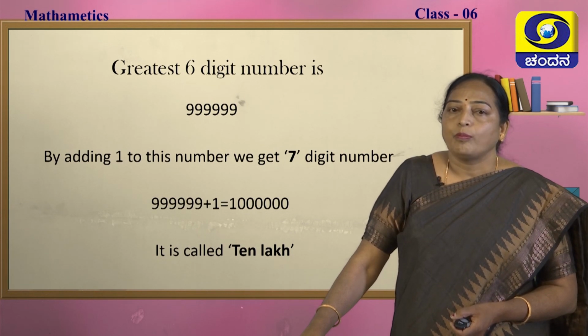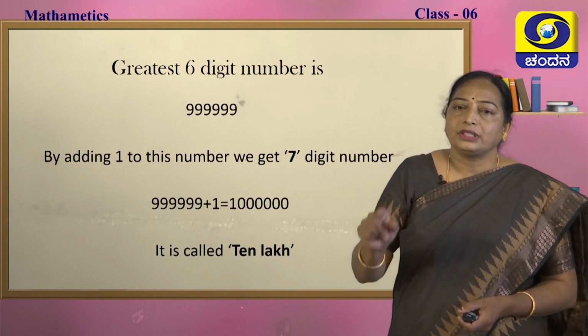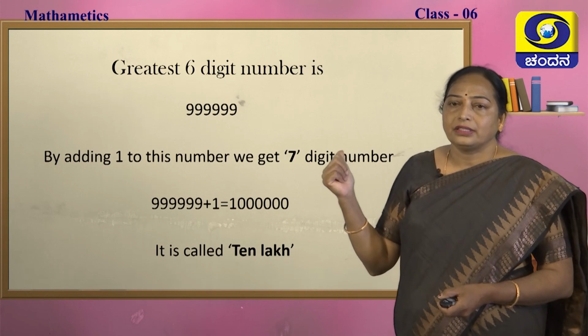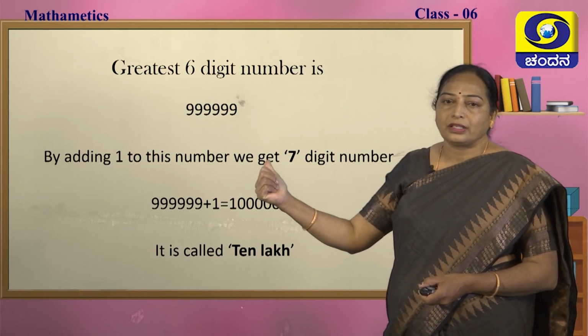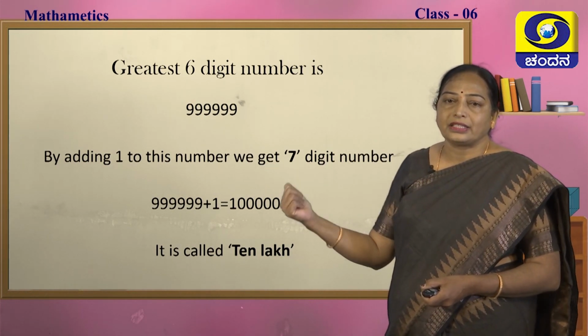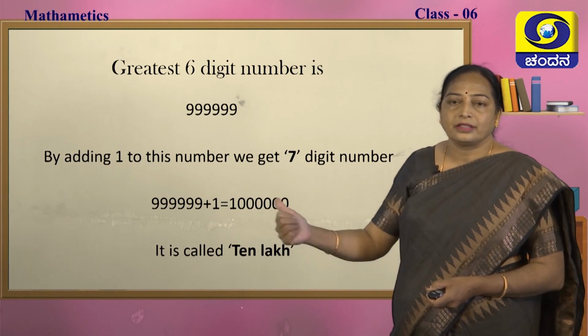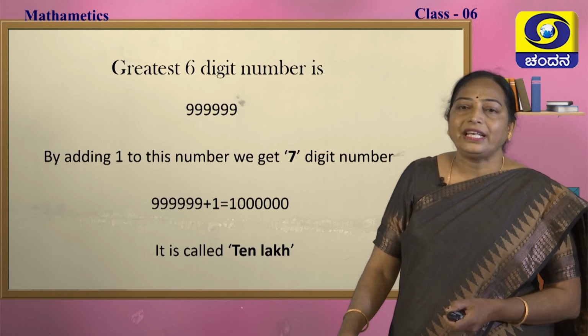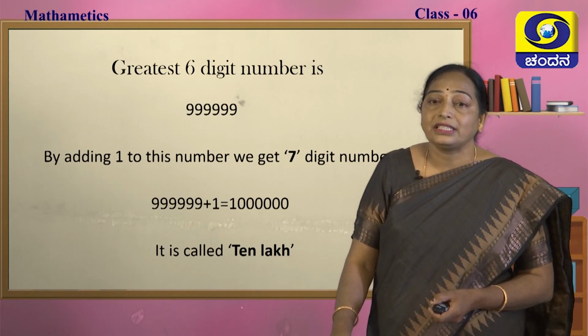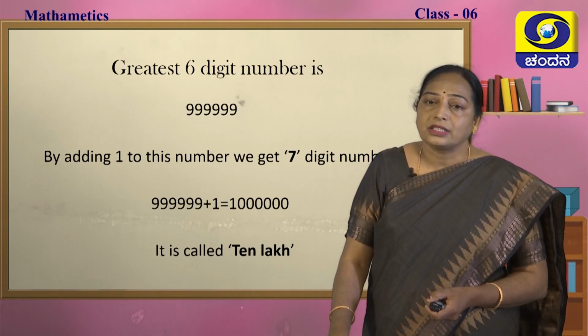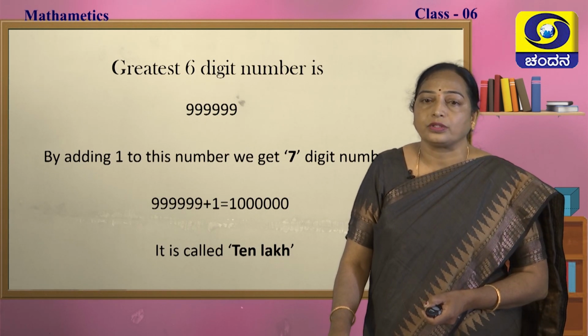9,99,999. By adding 1 to this number, we get a 7 digit number. How do we read that? It is called 10 lakh. How many digits are here? 7 digits. It has 1 and 6 zeros.